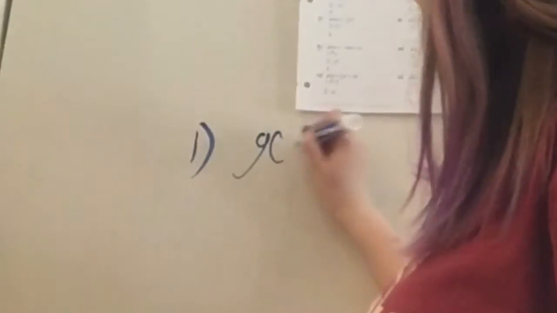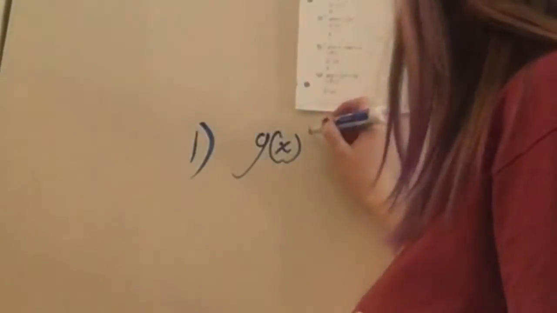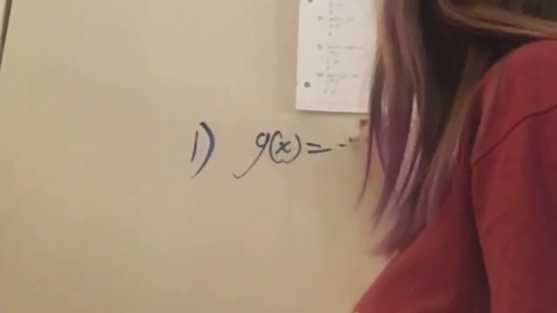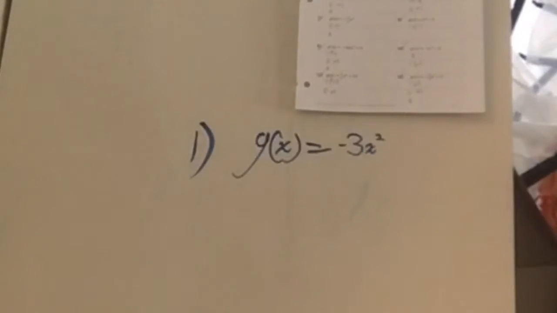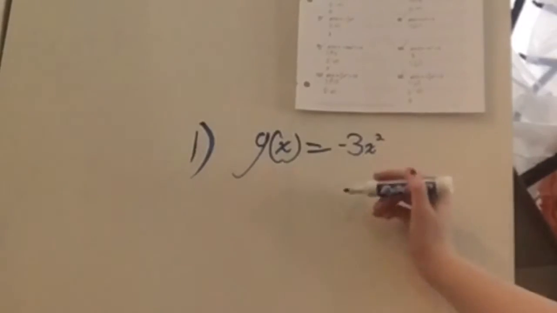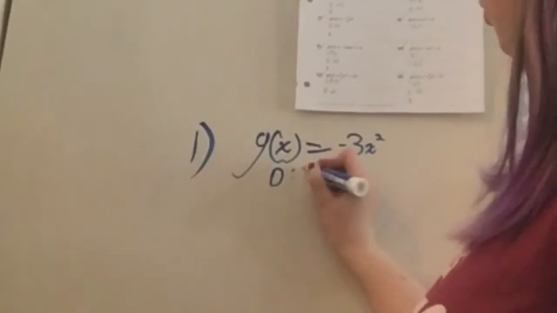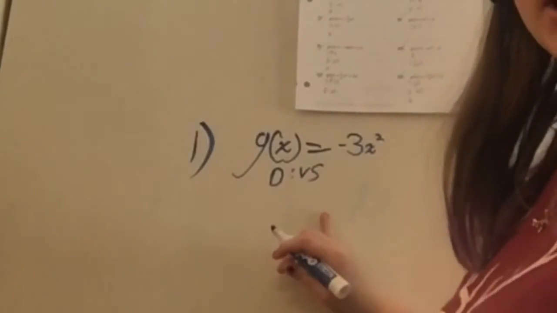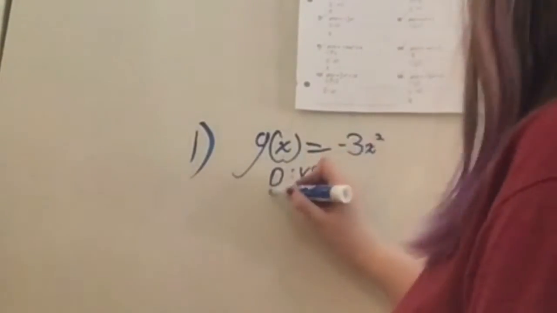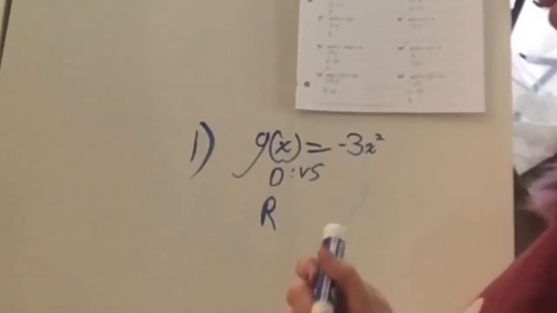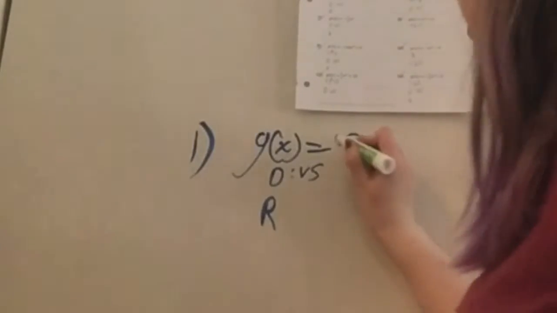So, g of x equals negative 3x squared. The things that we can get out of this are it dilates, vertical stretch. I don't want to write it all out, so I'm doing a more simplified version. And we can see that it rotates, or reflects. I always say rotate. It reflects. We know that it reflects.